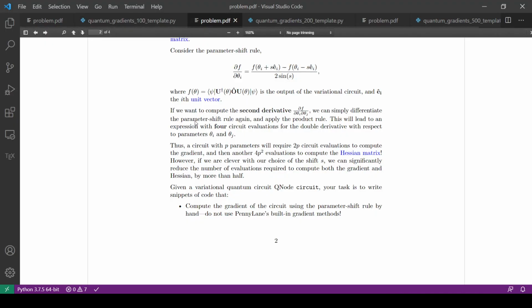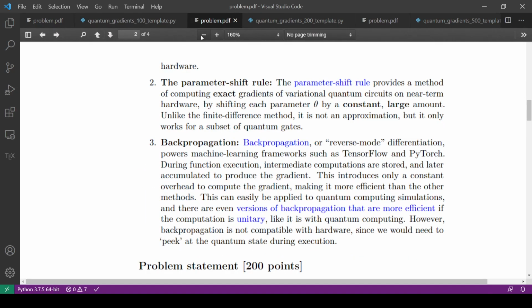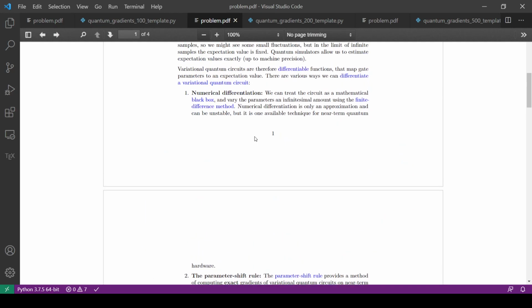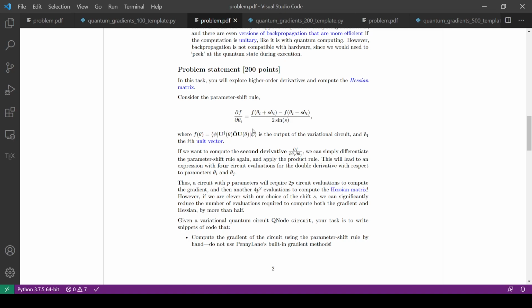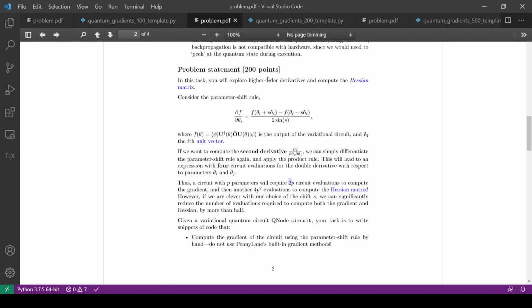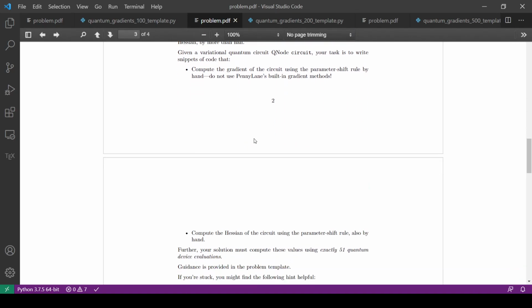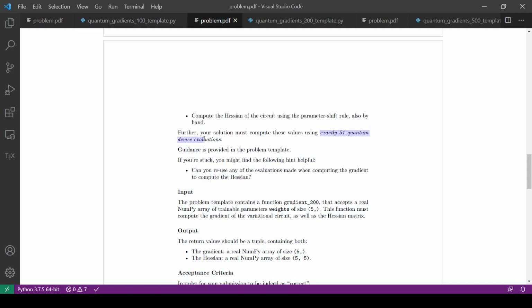And we can move on to the second one. Here we have parameter shift again, but this time we want to calculate the second derivative, i.e. the Hessian. Normally it would require, to make that square matrix, 4 times the number of parameters squared, because you have to do the gradient, these 2p calculations, squared, because you have to make that p by p matrix. However, the challenge here is you have to use exactly 51 evaluations.